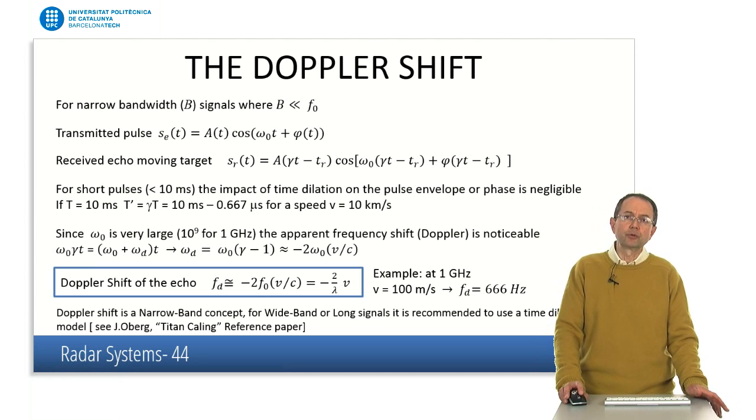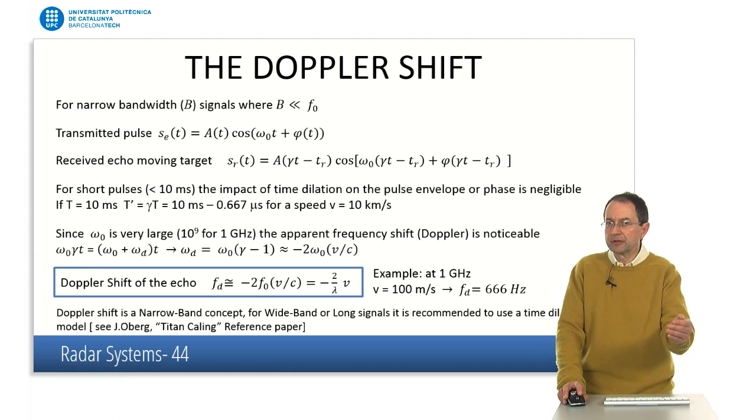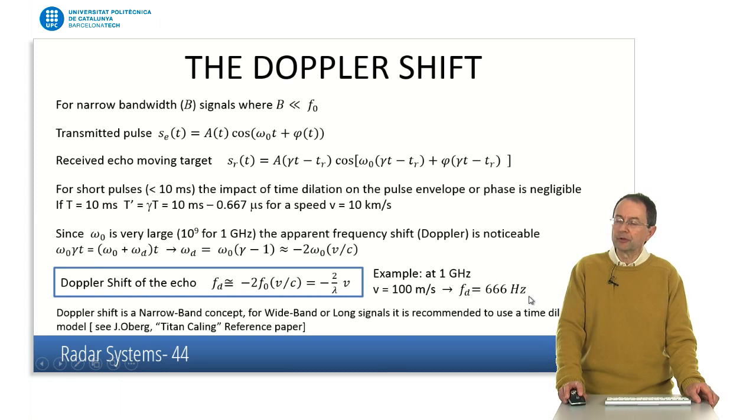So in most situations, almost 100% of the situations, you can ignore the time dilation and just concentrate on the Doppler shift of the carrier. The resulting expression is very simple: it's proportional to the speed, and you have to multiply, in a monostatic case, by -2 over lambda. The minus sign means if the velocity is positive, which means the target is increasing range, the correction in Doppler is negative, which means the signal comes at a lower frequency compared to the original. 100 meters per second at 1 gigahertz results in an audible Doppler frequency, which is approximately 600 hertz.